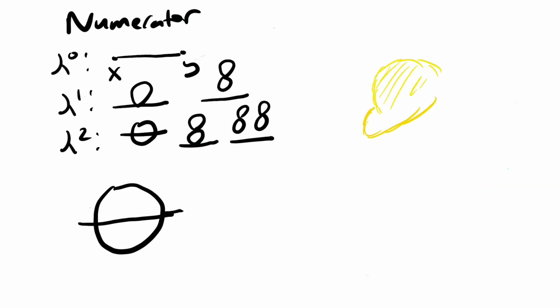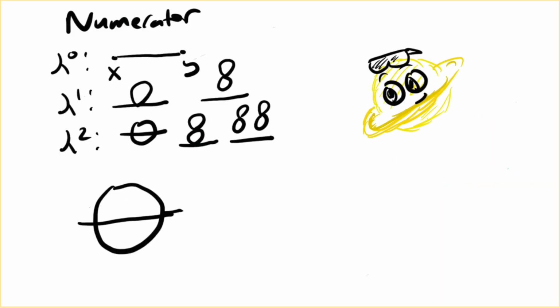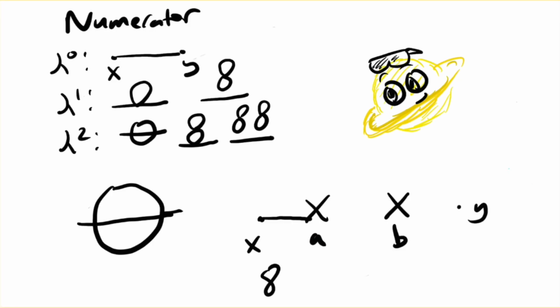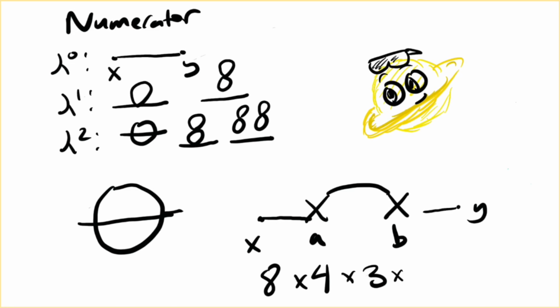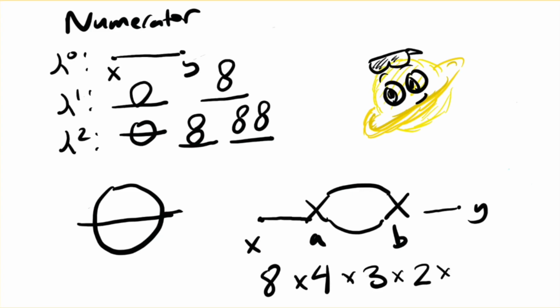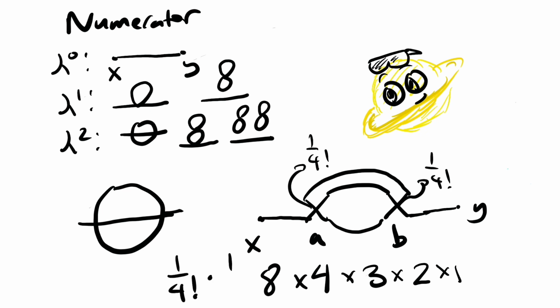Okay, let's work through one more symmetry factor. Let's consider the Saturn diagram. There are 8 ways that x can pair with the internal vertices. Once it pairs with 1, there are 4 ways y can pair with the internal vertices. Then 3 ways point A pairs with point B. Then 2 ways for the other point A. And then 1 way. So the symmetry factor is 6.